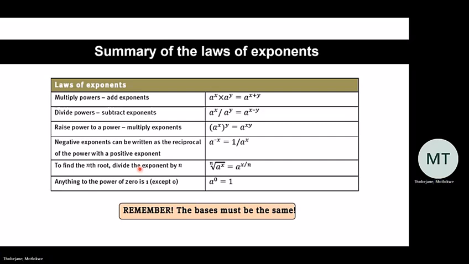Summary: we talked about the power, the coefficient, raising a power to a power, right? And this is very important also. Negative exponents can be written as a reciprocal of a power with positive exponents. You see here, a to the power of negative x is the same as 1 over a to the power of x. To find the nth root, divide the exponents by that n.